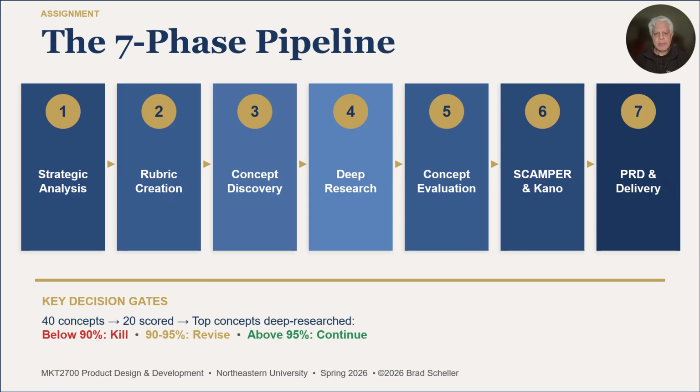Next, after that is phase 5, where we do a concept evaluation. This is where we're going to use Claude and Gemini to score each concept against your rubric. Then we're going to have this council of judges sit and talk and argue about it and come up with final scores. If the concept gets below 90%, you scrap it. If it's between 90 and 95%, you tweak it based on the suggested feedback that you get. And if it's above, well, you keep going with it till launch.